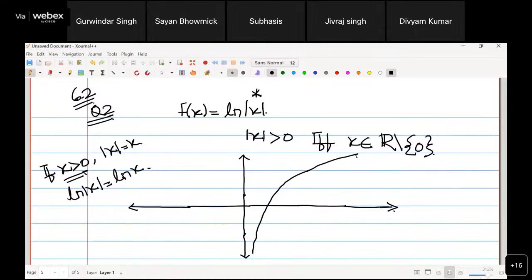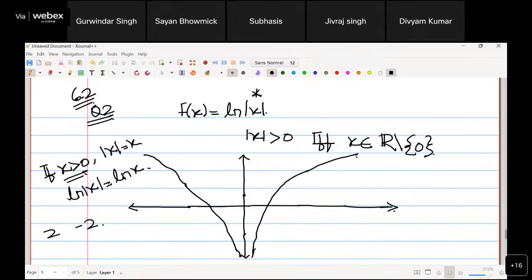Yes, sir. And this is an even function, right? Because whatever I get at 2, I'll get the same value at -2. So I'll just get a reflection with respect to the y-axis, right? So I'll get something similar over here. This is my graph. Now you can tell everything about this function, right? Yes, sir.